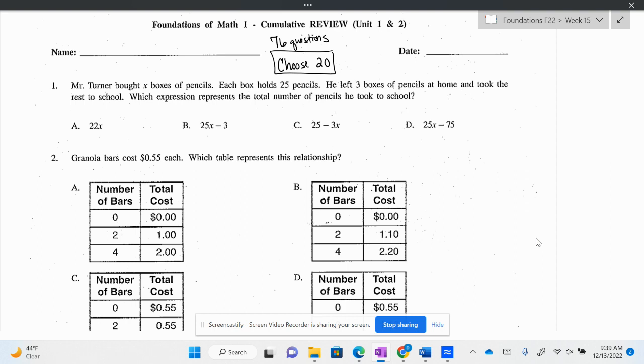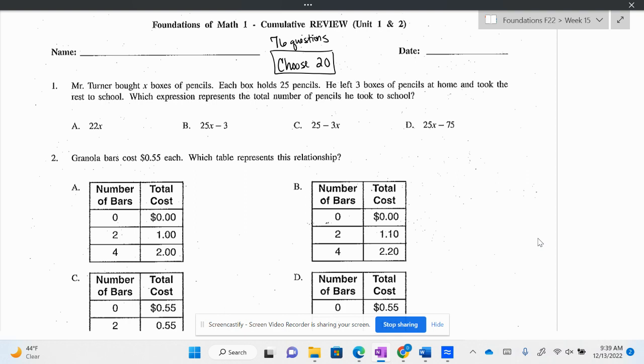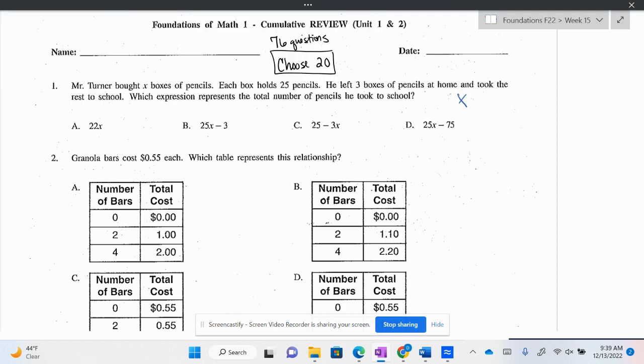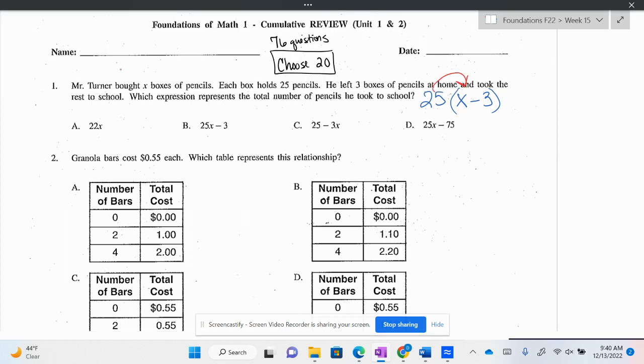So Mr. Turner bought x boxes of pencils. Each holds 25. He left 3 boxes at home and took the rest to school. So each box holds 25 pencils. I don't know how many boxes that he bought, but I know that he left 3 at home. So the total that he bought minus 3, times 25, will give you the equation that you need, right? So if you look at this, what I need to do is distribute. So really, I'm using the expression 25x minus 75.